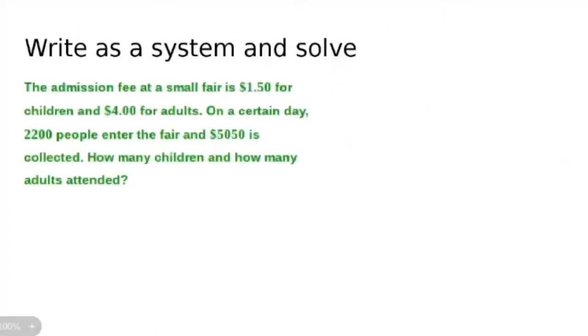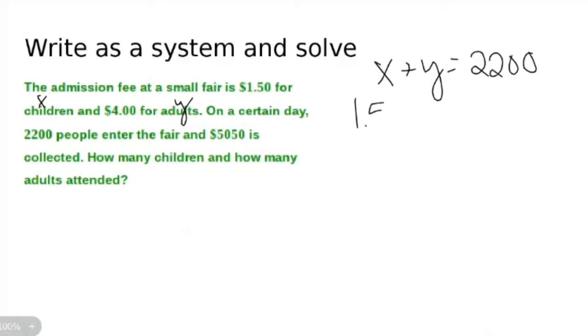One more, and it's everybody's favorite, a word problem. The admission fee at a small fair is $1.50 for children. So x will be children. And $4 for adults. On a certain day, 2,200 people entered the fair. All right, so all the kids and all the adults are going to be 2,200 people. I can handle that. Also, children are $1.50 and adults are $4. And that day they made $5,050. All right. That's my system. How many children and how many adults attended?